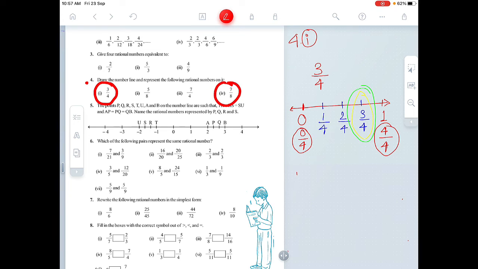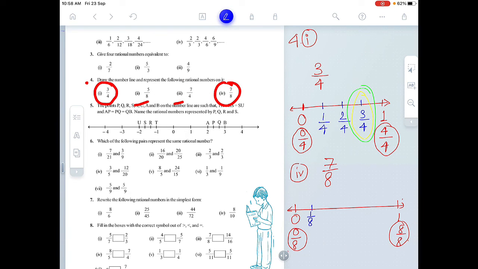I am doing question number 4, you will do the rest of 2. 7 by 8. Again the same procedure, it is also a proper fraction. So this fraction lies between 0 and 1. 0 can be written as 0 by 8, 1 can be written as 8 by 8. So in between these two rational numbers, how to find the rest of the rational numbers?